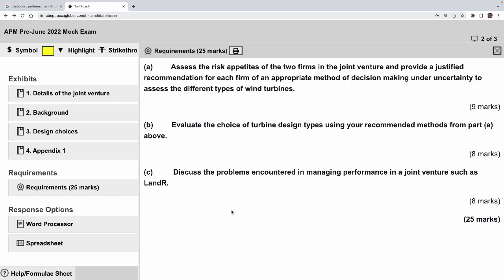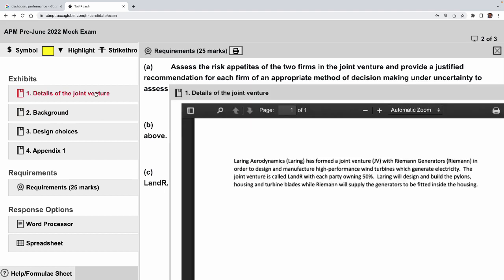Okay, never mind. Evaluate the choice of turbine design engine using a recommended method in part A, whichever method you recommend. So linking up, the 17 marks is linked marks. Discuss problems encountered in managing performance in a joint venture such as L and R. Okay, that's all. Now let's have a look at the question itself.